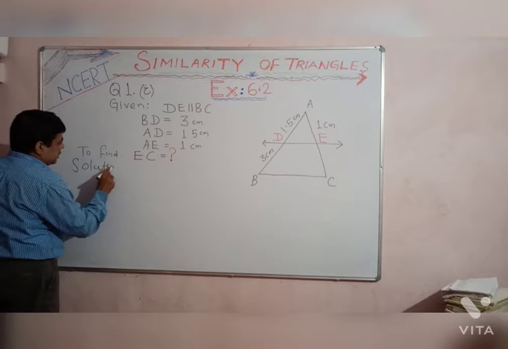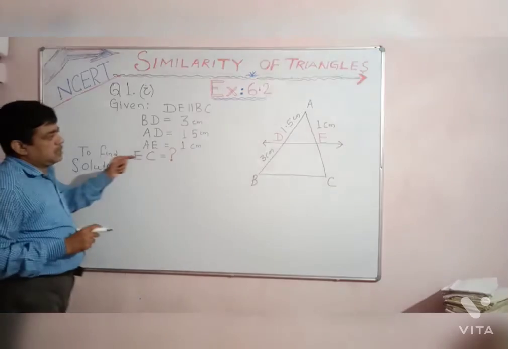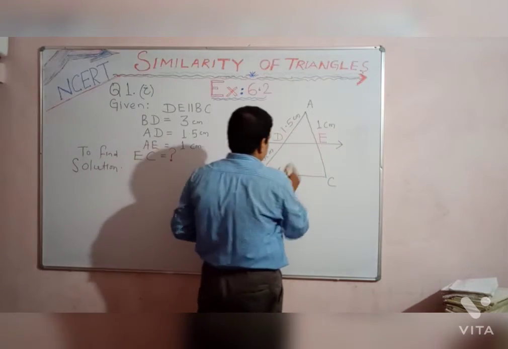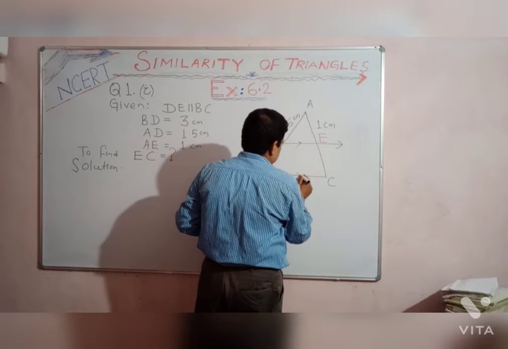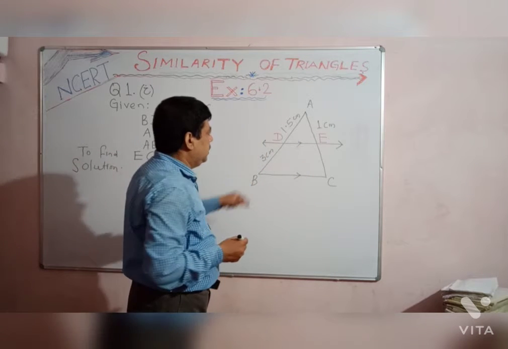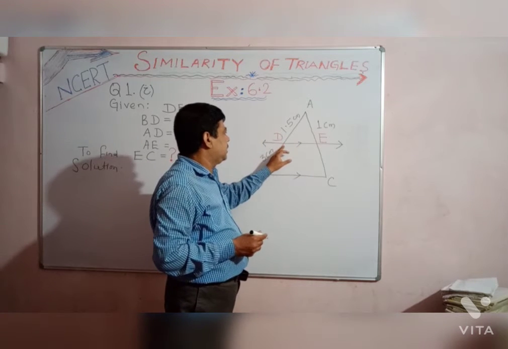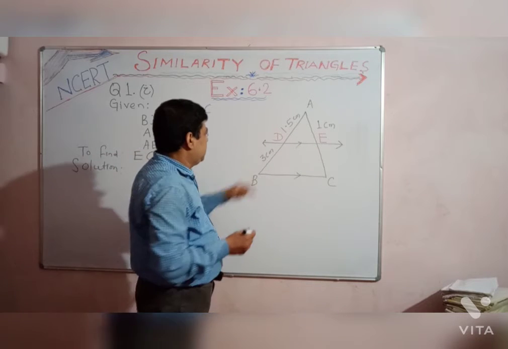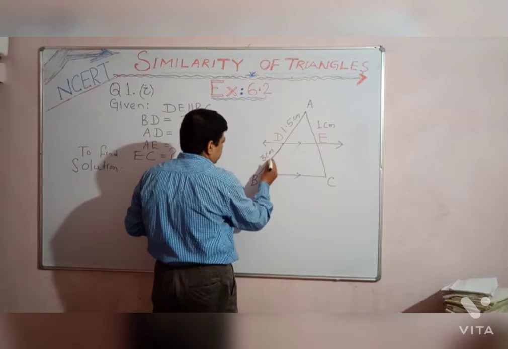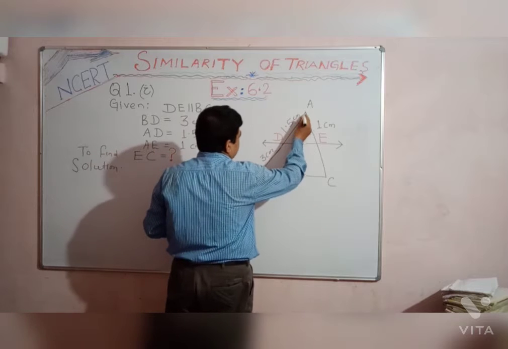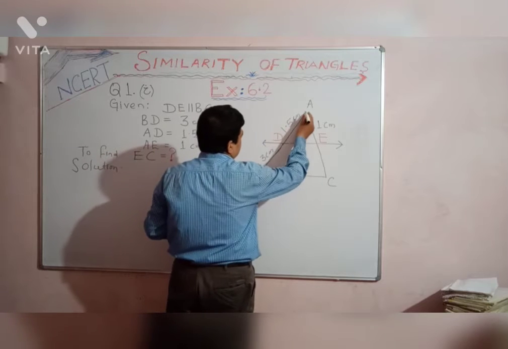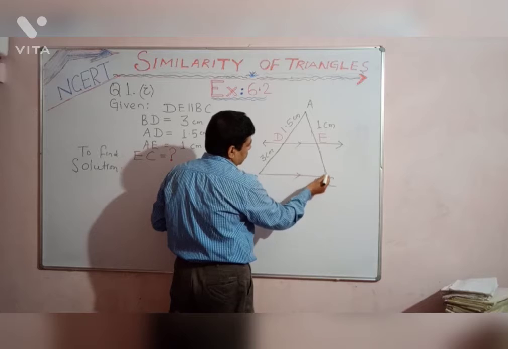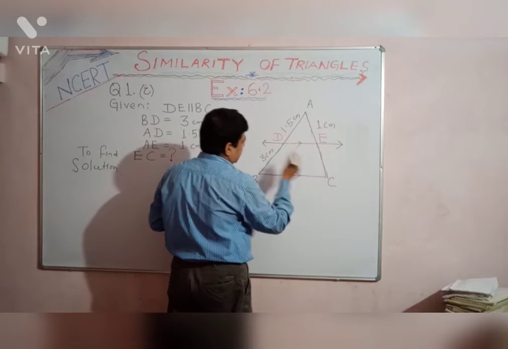So it is given, and once again I am repeating, that in triangle ABC, DE is parallel to BC, and DE intersects AB at the point D and AC at the point E. Here the lengths are given: BD is 3 cm, AD is 1.5 cm, and AE is 1 cm. We have to find out the length CE.